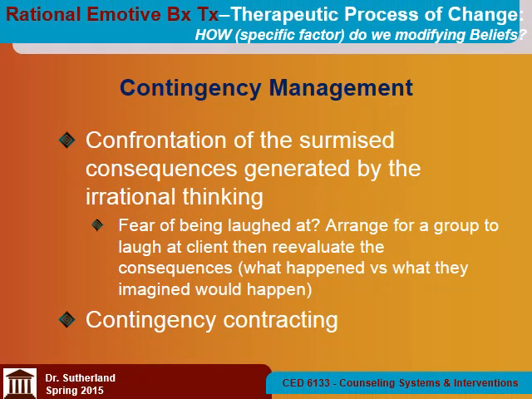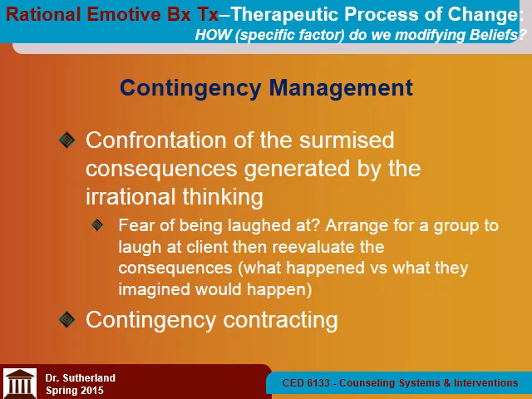And then we have contingency management in terms of another way we modify beliefs. So one example of that is confrontation of the consequences that are anticipated, that are generated by the irrational thinking. And here's a great example. If a person has a fear of being laughed at, then arrange for a group to laugh at the client and then reevaluate the consequences. Evaluate what happened versus what they imagined would happen.